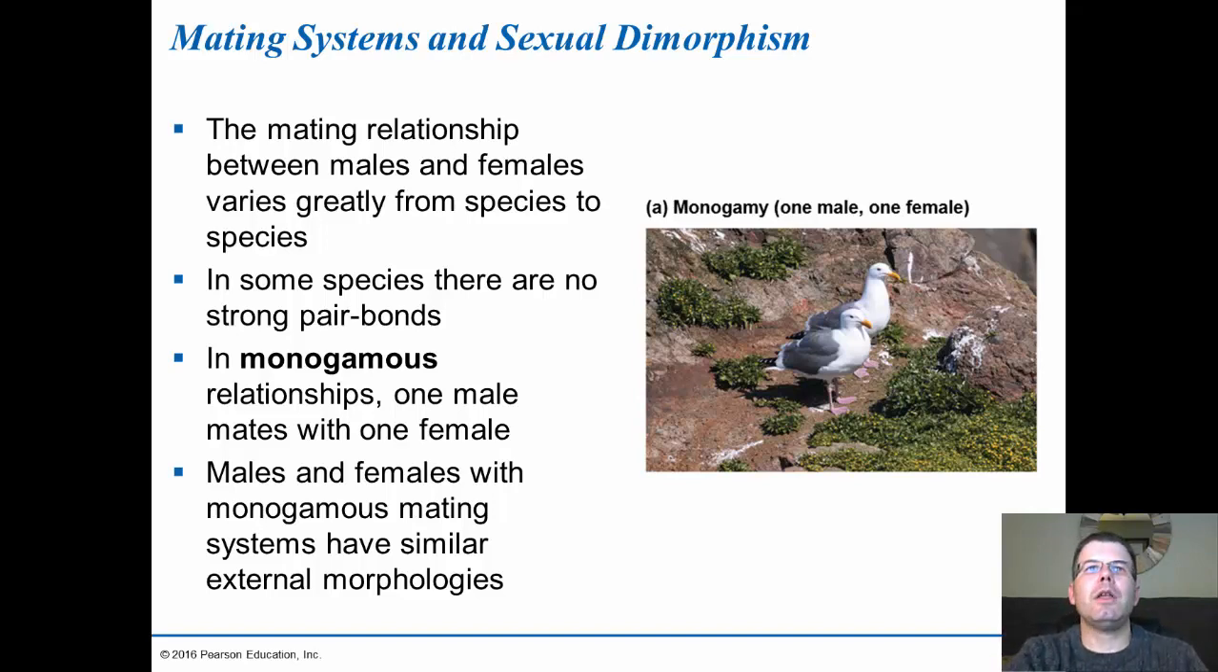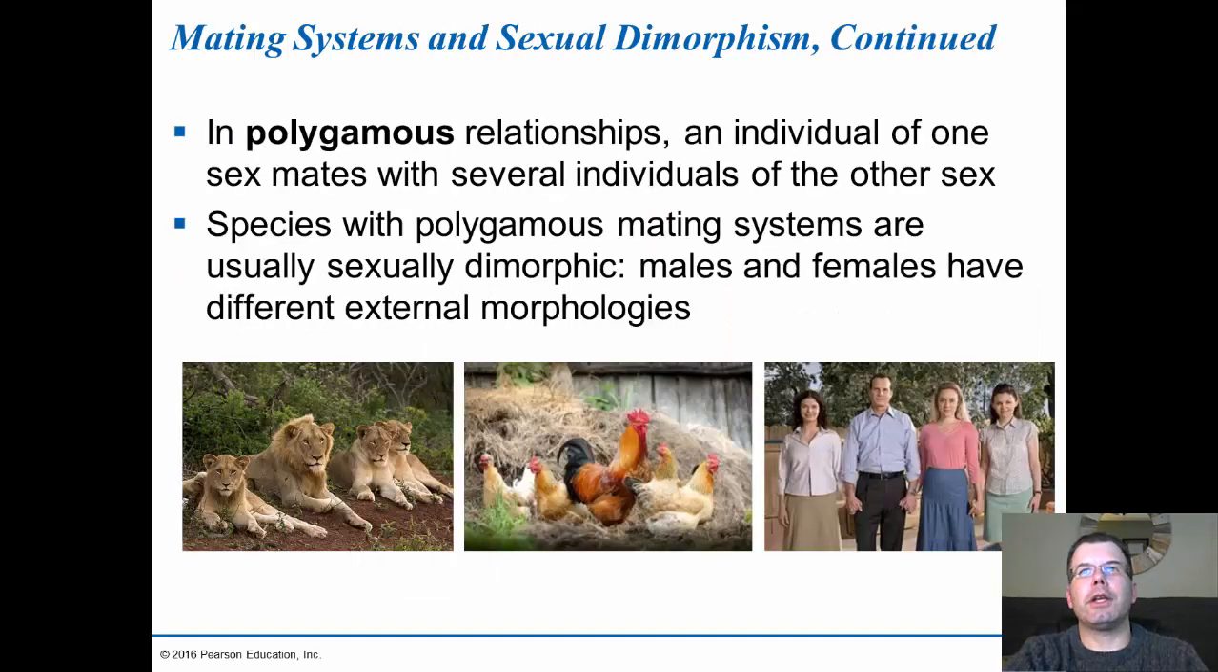Okay? Now, in polygamous relationships, the individual of one sex mates with several different individuals of the other sex. And so the species with polygamous mating systems are usually sexually dimorphic, meaning males and females have different external morphologies. And so we see this with lions. The male will have a mane showing I'm male and the females won't. And so that shows the difference. And again, this situation would be a polygamous situation where you have one male and lots of females.